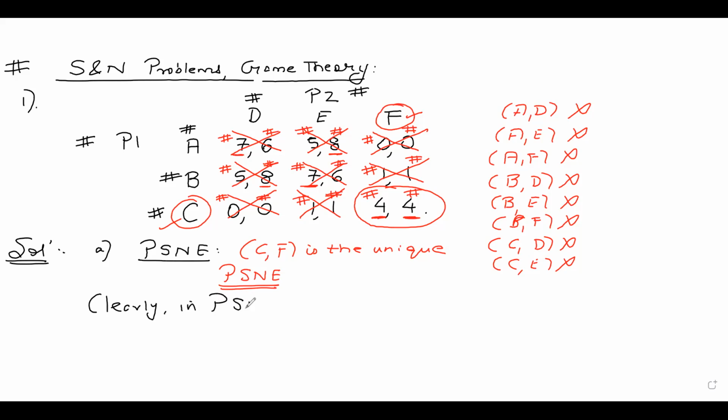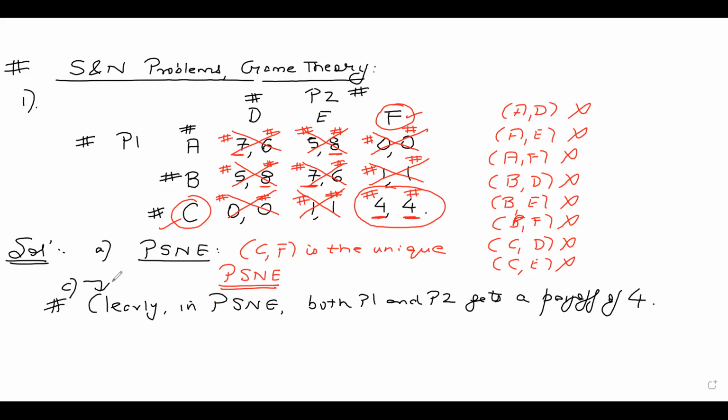So I can write clearly that in the pure strategy Nash equilibrium, both player 1 and player 2 get a payoff of 4. So this is my part C. Some part from part C I've already solved. Okay. Now let's look at part B.